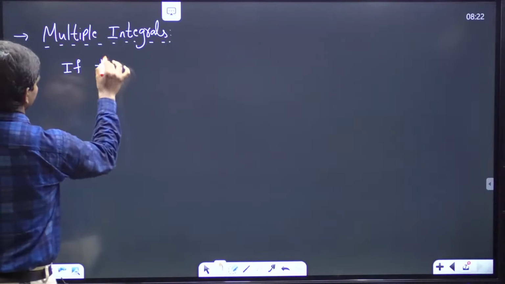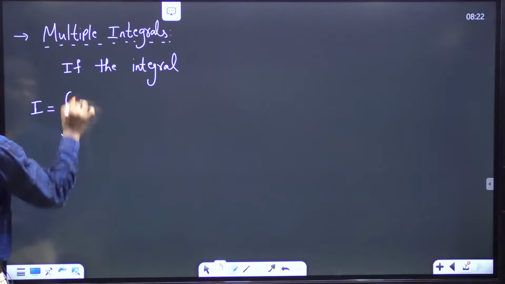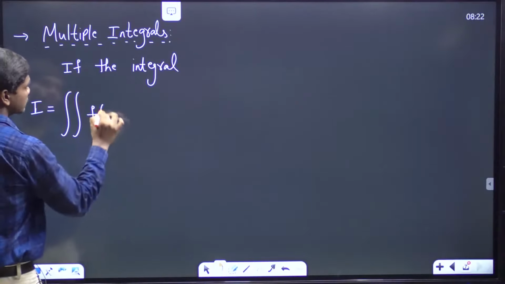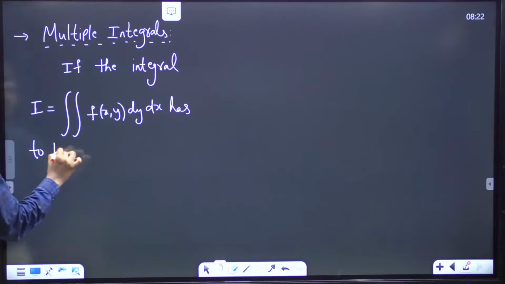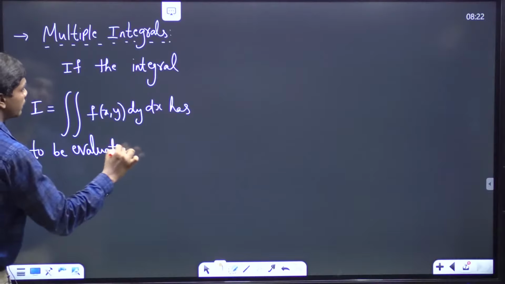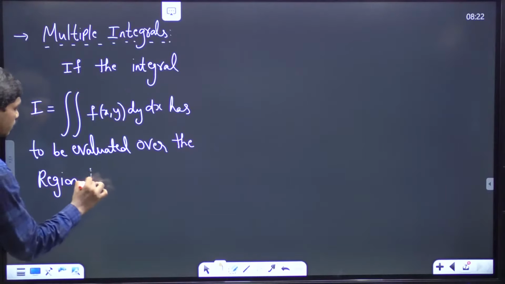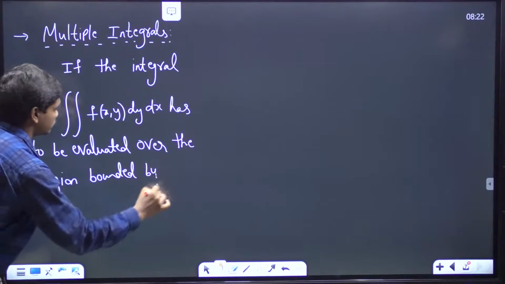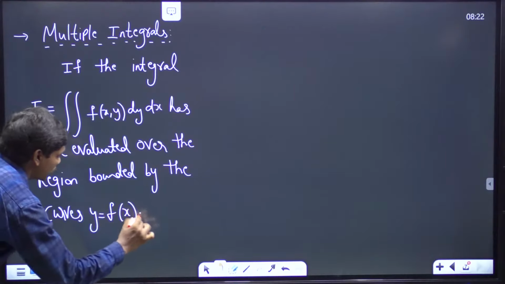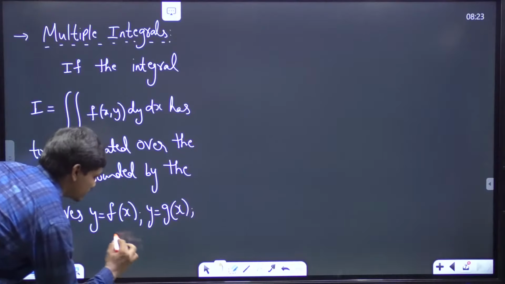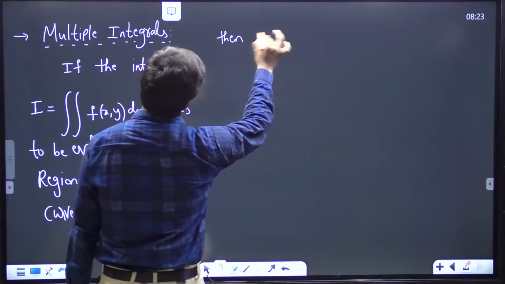If the integral I is equal to, let me talk about double integrals first, f of x comma y dy dx has to be evaluated over the region bounded by the curves y is equal to f of x, y is equal to g of x, x is equal to a, and x is equal to b. Then I is equal to c.